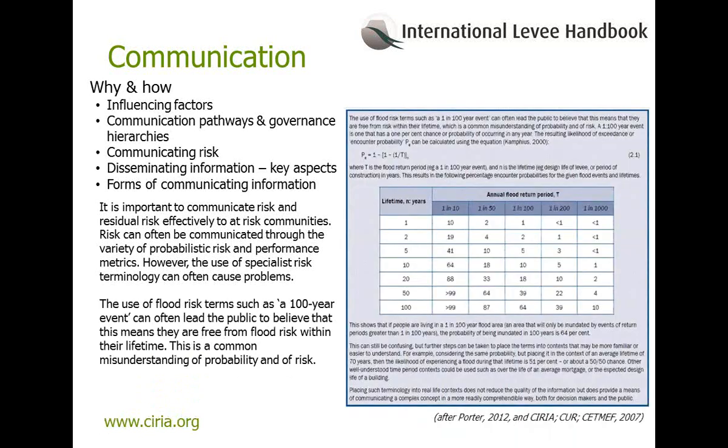Risk can often be communicated through the variety of probabilistic risk and performance metrics that are also useful for risk management decision making. However, the use of specialist risk terminology when communicating the level of flood risks offered by any defence structure can often cause problems. The use of terms such as 1 in a 100-year event outside of the flood risk management industry can often lead the public to believe that this means they are free from flood risks within their lifetime. This is a common misunderstanding of probability and of risk.